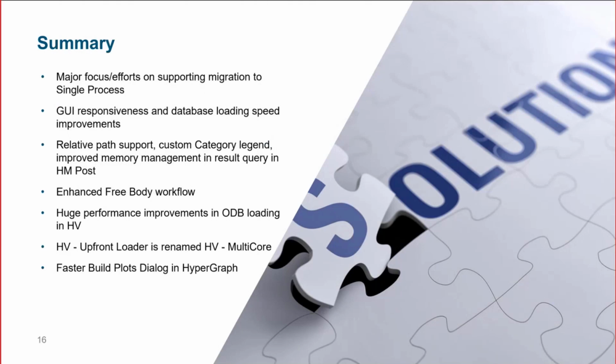So just to recap, I will summarize the changes that we have been making in 2023 across all the post products. So obviously, as Michele mentioned, our major focus and efforts on this release was to support the migration to this single process architecture. But beyond that, we have worked on improving the GUI responsiveness and database loading speeds. On the HM post side, we have covered relative path, custom category legend, and improved overall memory management for result queries. There is also an enhanced free body workflow that we have covered.